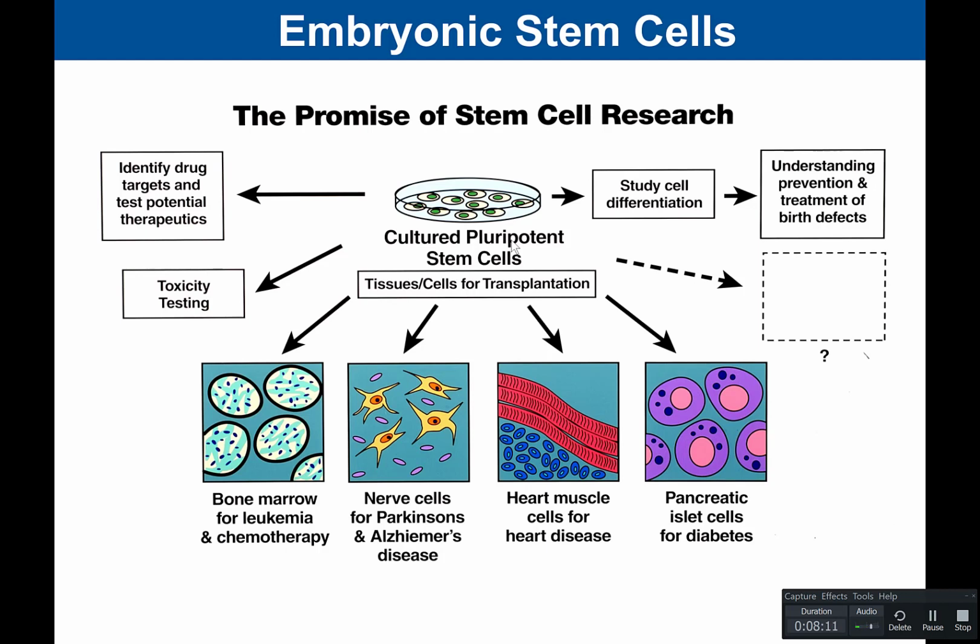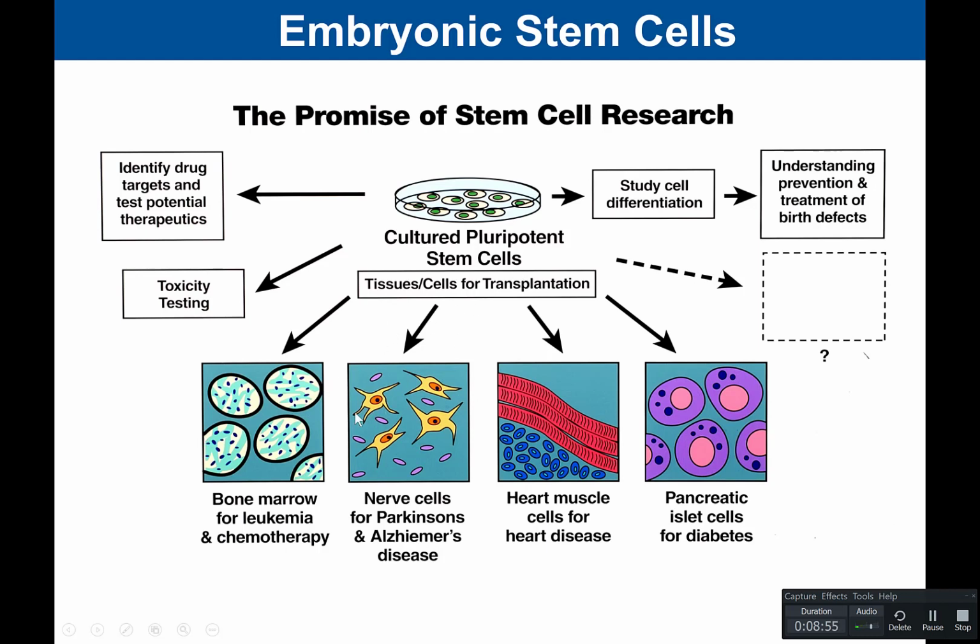They can give rise to multiple types of tissues. So what are the uses for these cells? Well, they could be used to identify drug targets and to test potential therapeutics. They could be used for toxicity testing. A big one is that they could be used for tissues or cells for transplantation. So we could take these cells and we could culture them to give rise to bone marrow, for example. And that could be used for leukemia. So when a patient has a cancer of the blood cells and we need to wipe out that patient's white blood cells, those embryonic stem cells could be used to produce new blood cells, ones that do not have cancer.